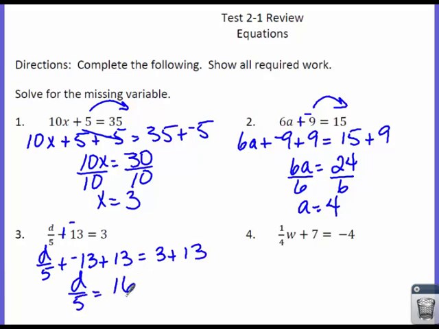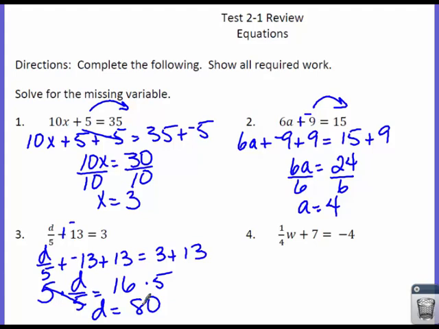Now, in the previous problems, we had to multiply. Like in number 1, I had to multiply by 10, I did a divide by 10. In number 2, I had to multiply by 6, so I did a divide by 6. Well, this one I have a divide by 5, so how do I get rid of it? Well, I do a multiply by 5. You do the opposite. So if I multiply one side by 5, I have to multiply the other side by 5. These 5's divide out. I'm left with d equals, and 16 times 5 gives me 80.